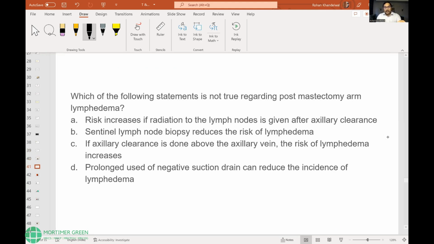Now, lymphedema is again a very important topic. A lot of questions are asked. This was not there in your paper, but I want you to answer this question for me. Which of the following is not true regarding post-mastectomy arm lymphedema? The risk increases if radiation to the lymph nodes is given after axillary clearance. True or false? If you give radiation after axillary clearance, this is true.